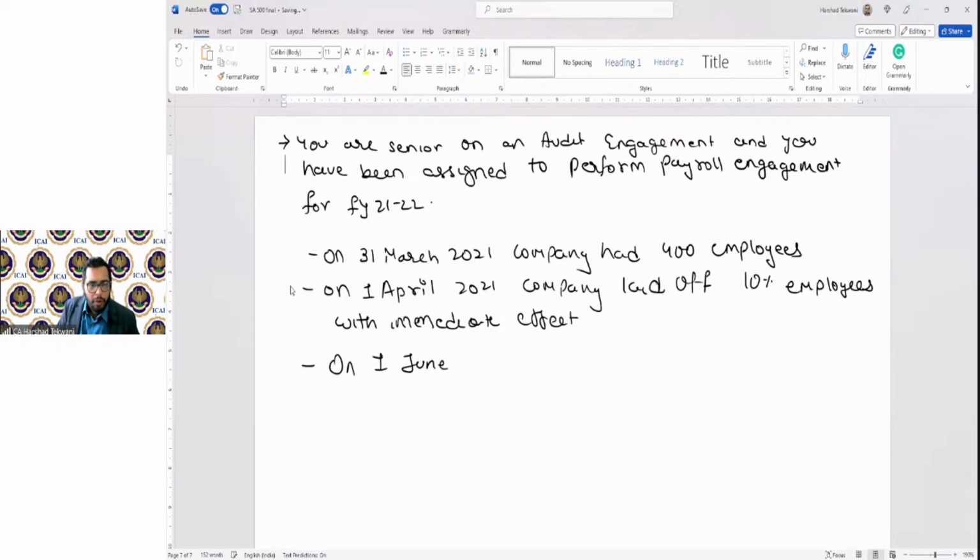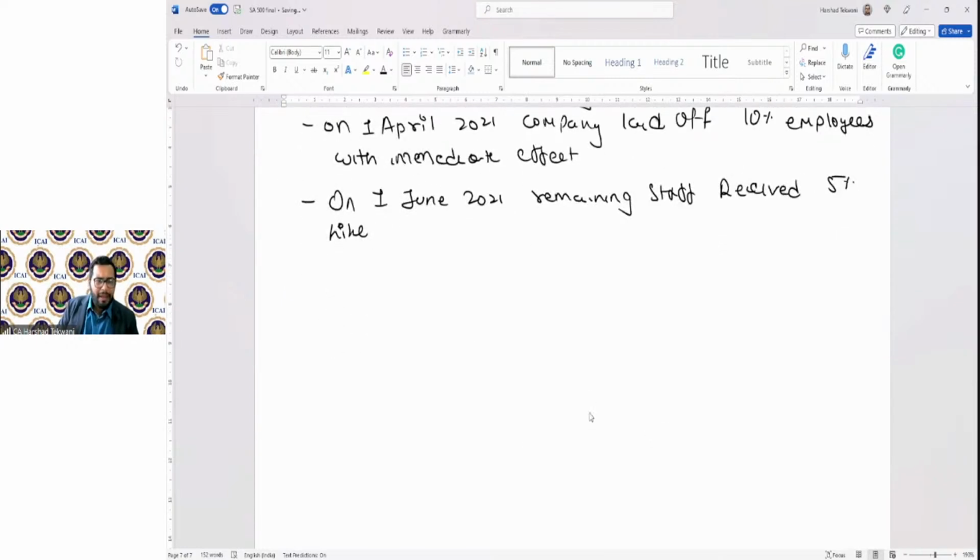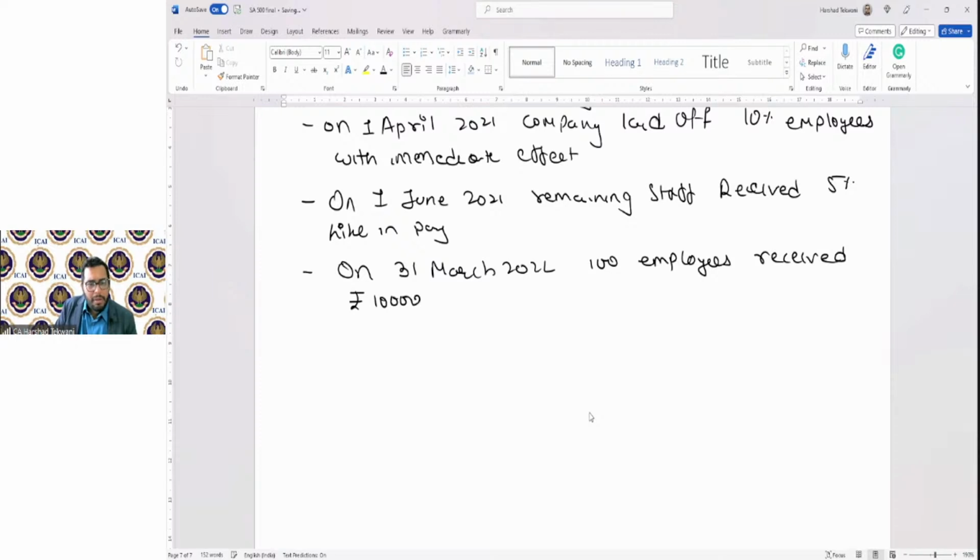On 1st June 2021, the remaining staff received a 5% hike in pay, and on 31st March 2022, 100 employees received rupees 10,000 as an additional bonus for the year. Now you, as an audit senior, have gathered this particular evidence.